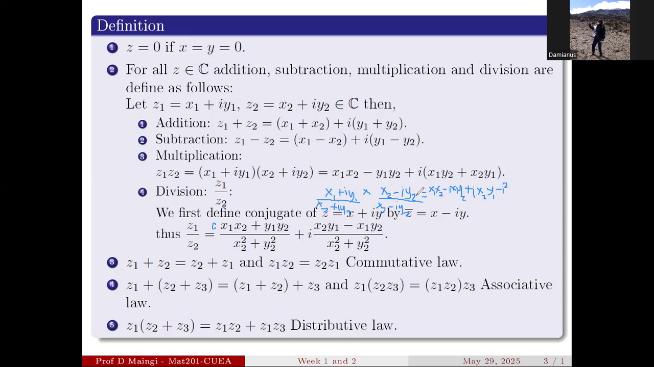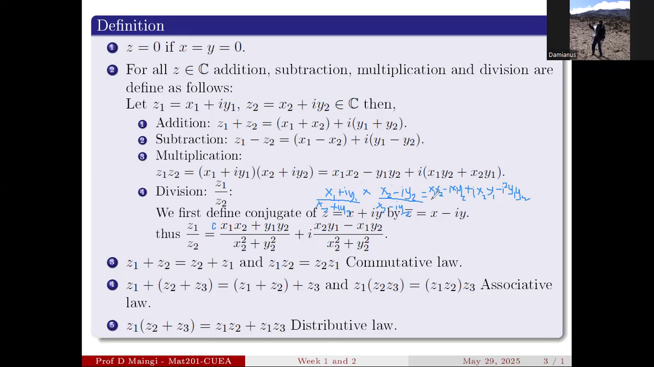Then y1, y2. Y1, y2. And so, ladies and gentlemen, guess what? That's all for the numerator. So you need to do something about it.